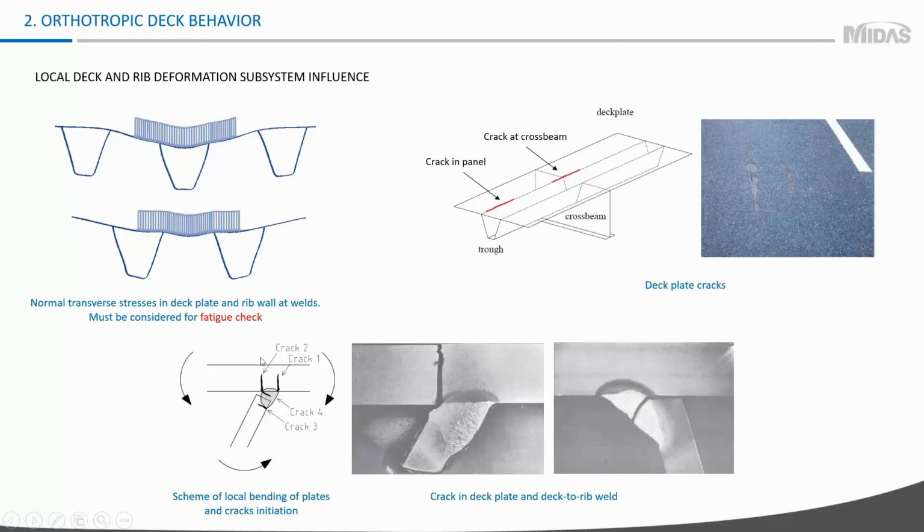And during the design, you have to optimize the thickness of deck plate, thickness of wearing surface, and shape of these ribs and space of the ribs in transverse direction. So you have to calculate stresses in rib wall, stresses in the deck plate, and perform fatigue check.